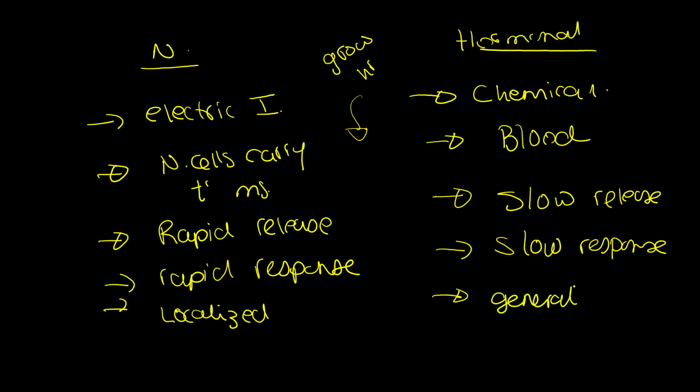Again, think of the growth hormone. When it is released, it does not only make your arm grow, it makes your arms and your legs and your whole body grow. So the hormones are produced slowly, slow release, and they take a very long time to act, slow response, and they have a general action. They affect several organs in the body. They're carried by the blood. They're chemical in nature because they are hormones. They are produced by glands.